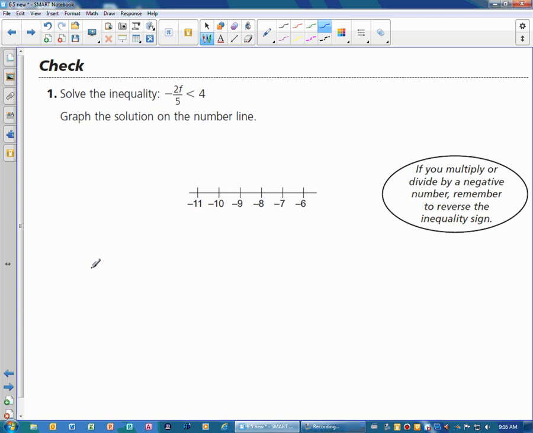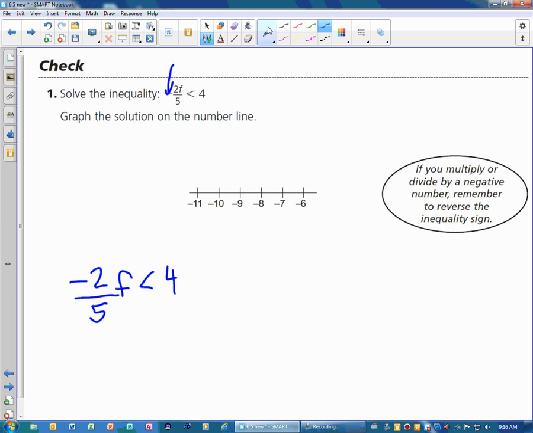Okay, so let's give this a try. Now, this negative might bug you because look how that negative's right in the middle. Attach it to the top. I didn't do a very good job there. Attach that negative to the top. It's a negative 2/5, but give it to the top. Call it negative 2/5 F less than 4.